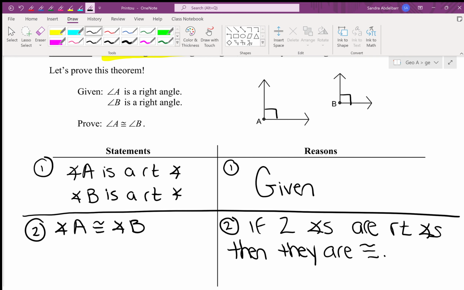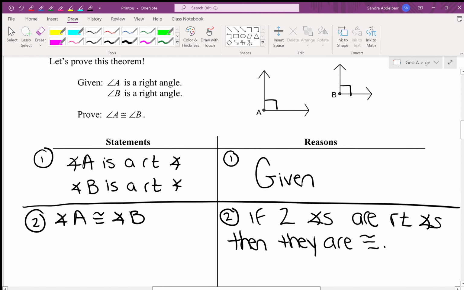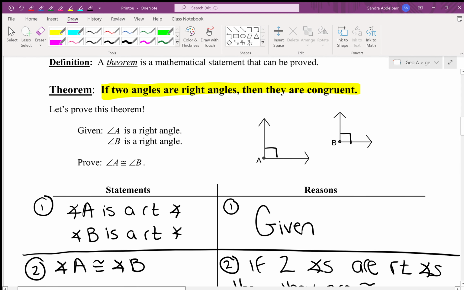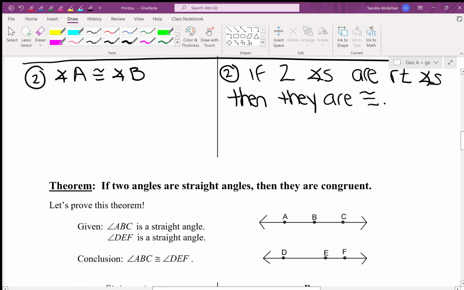We ready? So that was one theorem. What do you think you're going to have to do with all the theorems we learn? Any guesses? Memorize them. You're going to have to memorize all the theorems that we learn because they're all going to be used throughout the whole year. Okay, let's keep going. Next theorem.